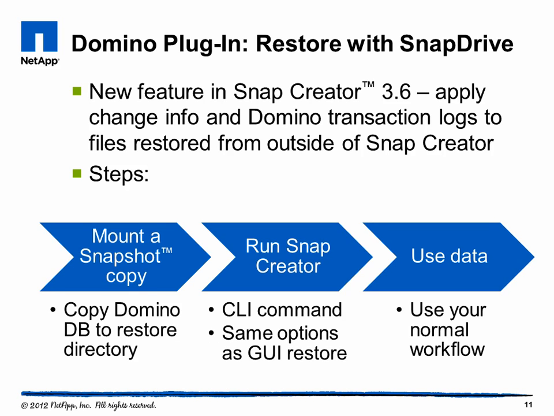We'll also use a new feature in Snap Creator 3.6, allowing us to use a custom option to run Snap Creator, applying change info and Domino transaction logs. There's 3 basic steps to this. First, we'll use SnapDrive to mount a snapshot copy within the operating system. We'll follow this up using OS level tools to copy the Domino database from the snapshot copy to a restore directory. We'll then run Snap Creator through the CLI.